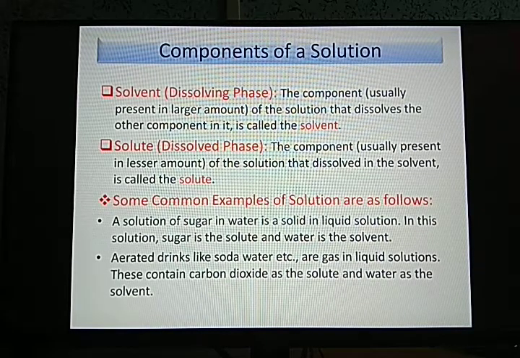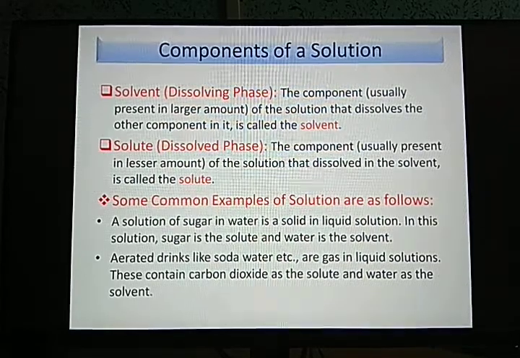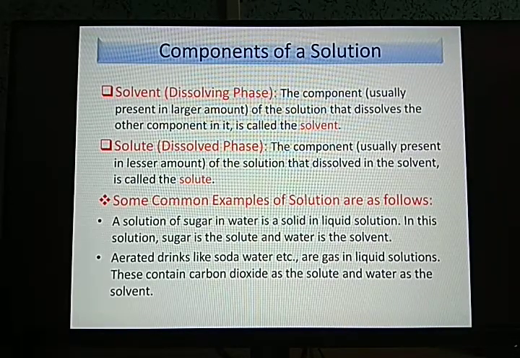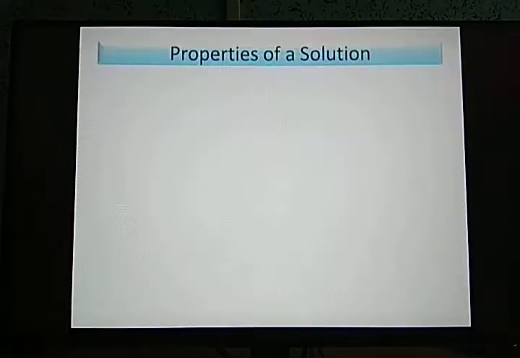So that means some kind of gas, carbon dioxide gas, is added to it, as a result of which when we drink it, a reaction occurs, and some gas tries to evolve from our stomach. We are not going into those details here. What I mean to say is that here carbon dioxide is the solute and the water is the solvent. So here you can see that it is a gas and liquid mixture, or you can say a gas in liquid solution. I hope this is clear. Now let's move on to the next one.